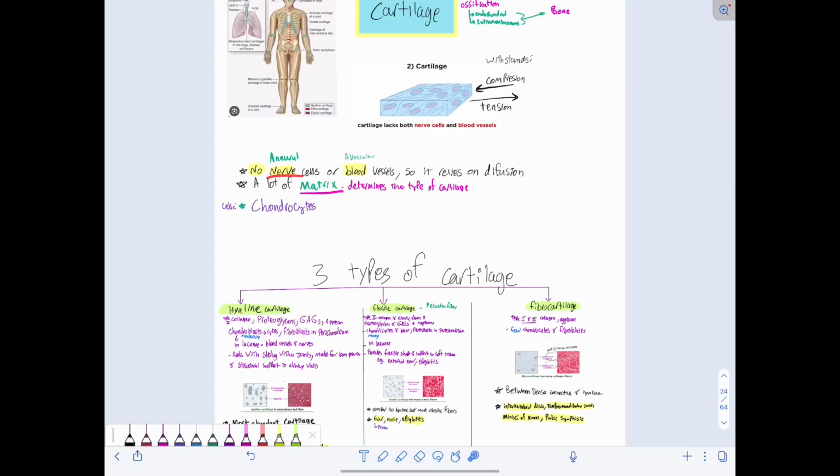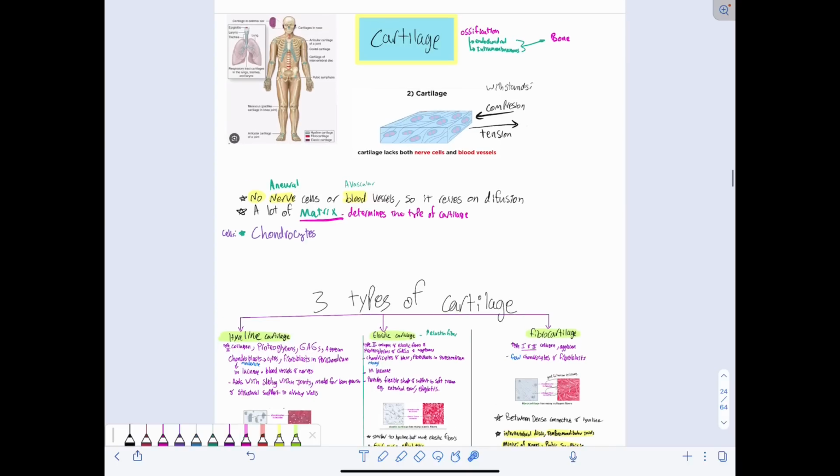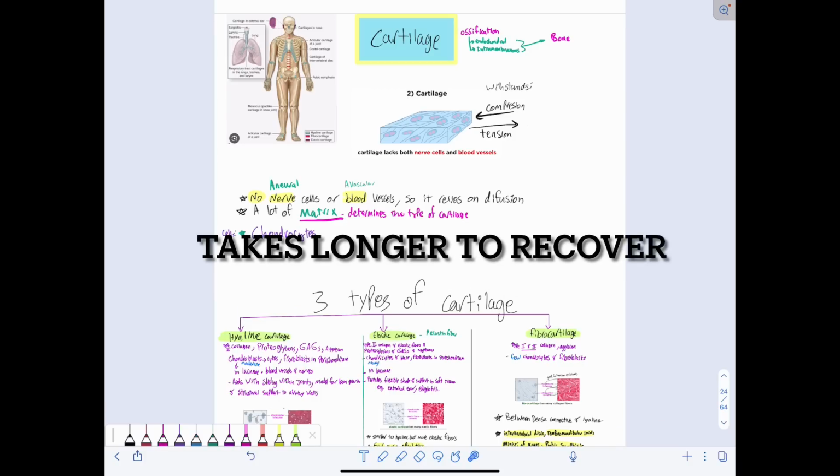Okay, so no nerve cells or blood cells. Contrast that to the epithelial, where it was very innervated, but avascular, right? So this one is both aneural and avascular, which means that it really depends on diffusion to recover. This is why if you damage your cartilage, it's most often not going to recover that well.